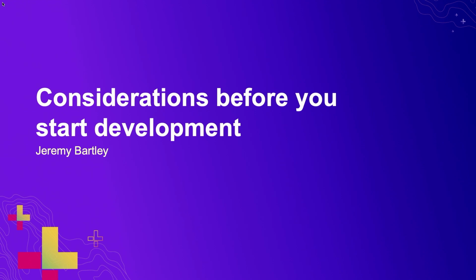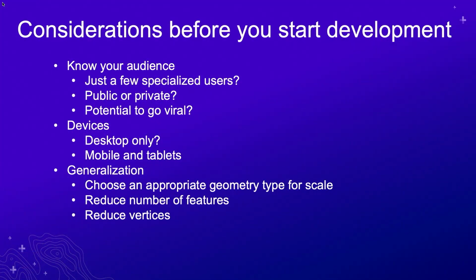Considerations before we start. I think this is pretty obvious, but it's always just to think about it, is you need to know your audience. Who is your app for, and what are you trying to show? Is it for just a few specialized users? If you know those specialized users want to look at your app, and they're going to be looking at it from a desktop, that gives you some hints there. Or if you know that the specialized user only looks at things on the phone, you have to change your tactics.